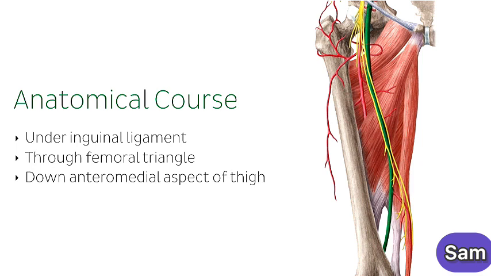It then passes through the adductor hiatus, where it ends and becomes the popliteal artery. In this illustration, we can see the femoral artery passing through the adductor hiatus to become the popliteal artery. So now we're ready to discuss the branches of the femoral artery.